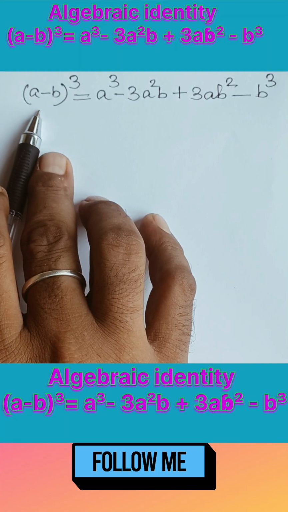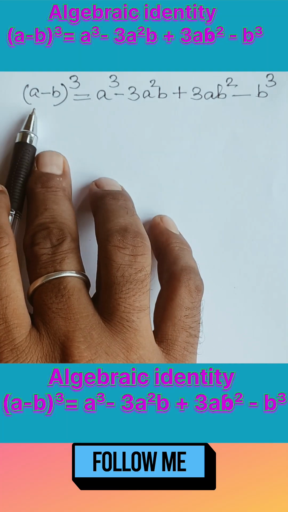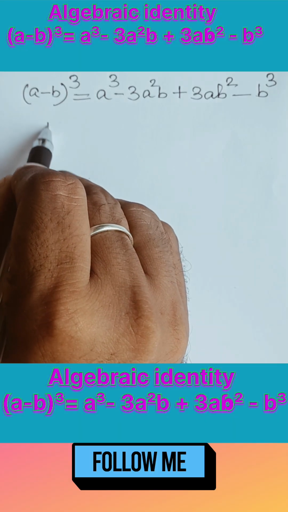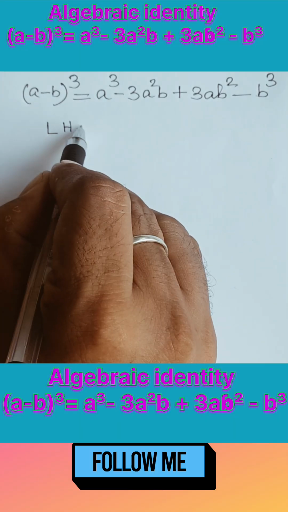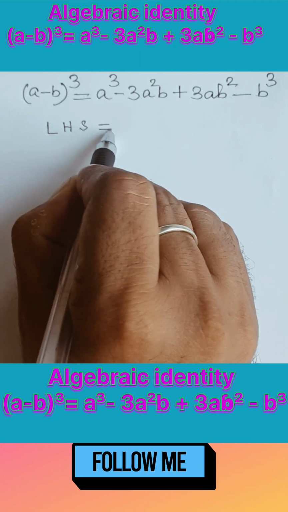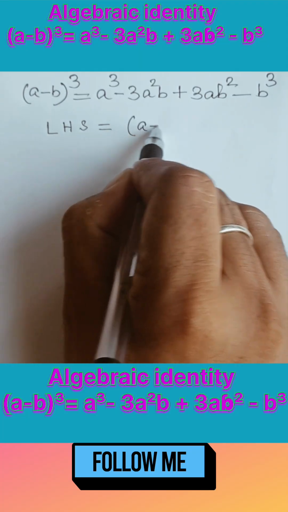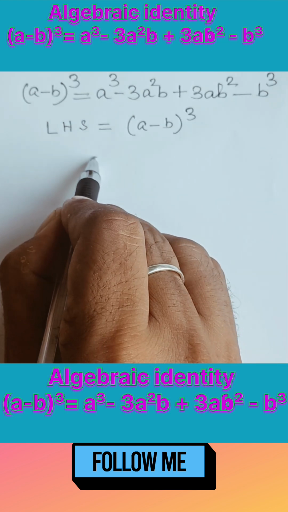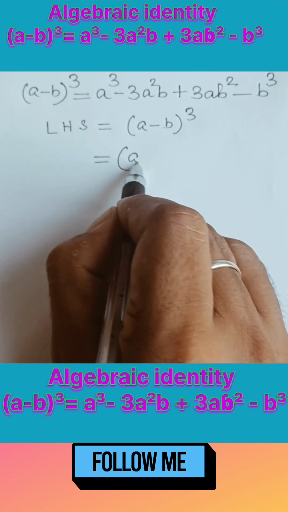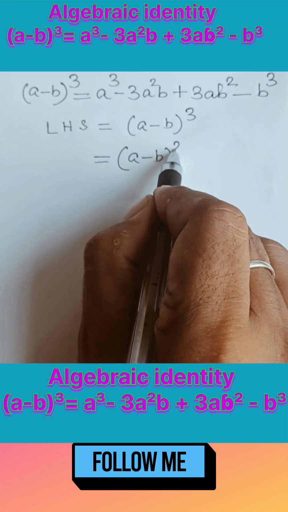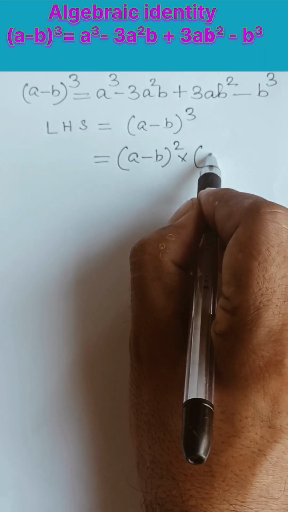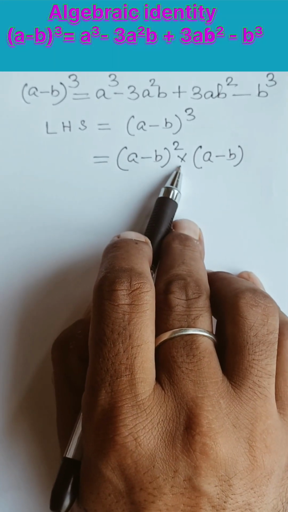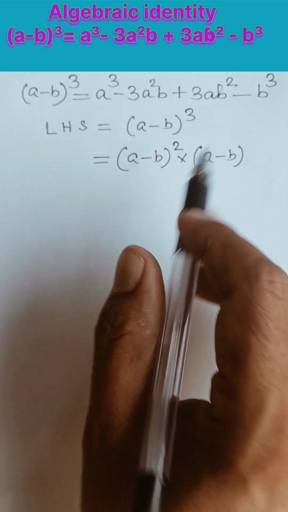So this is my left hand side, this is my right hand side. Left hand side is (a - b)³. So I'll start from the left hand side. My left hand side is given (a - b)³. Now we can split it: (a - b)² into (a - b), isn't it? Yes, if we multiply, you will get (a - b)³.